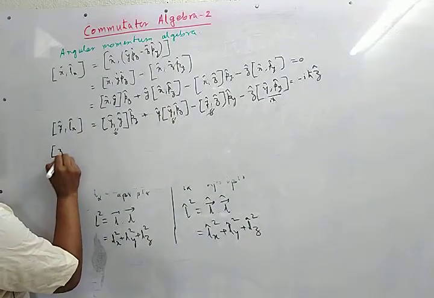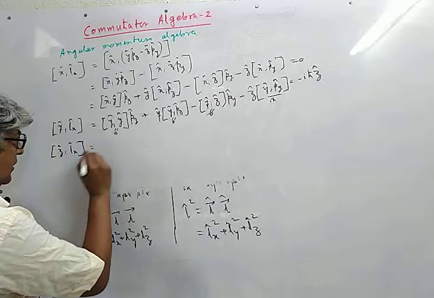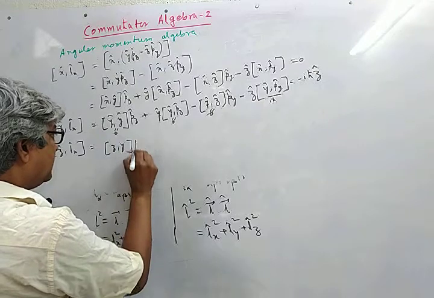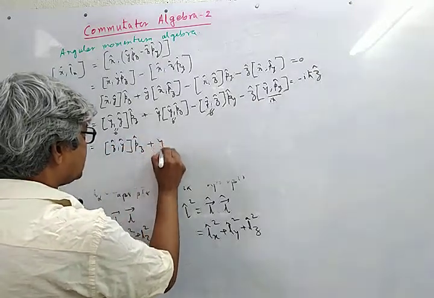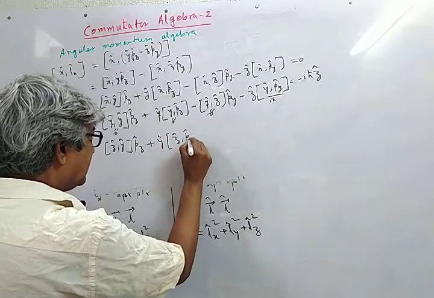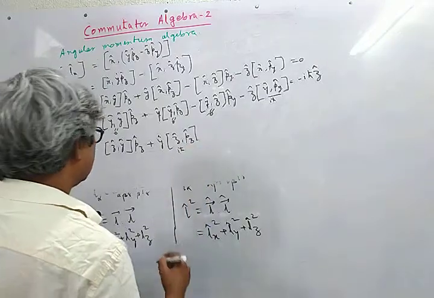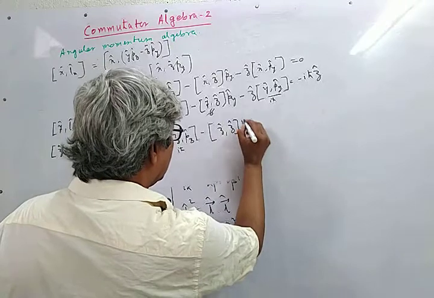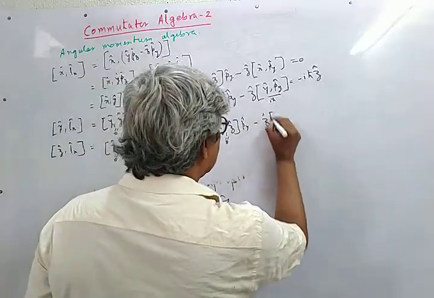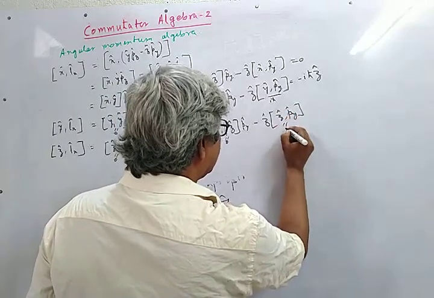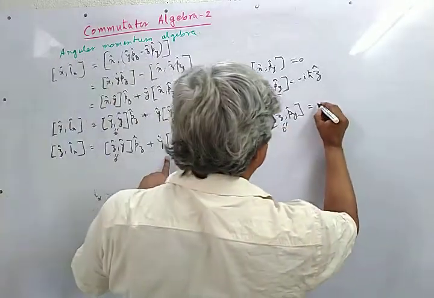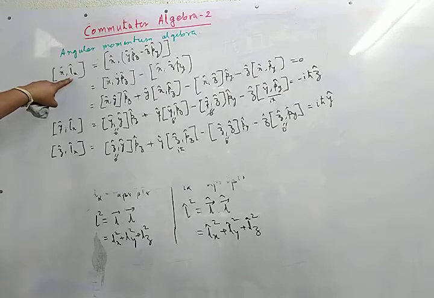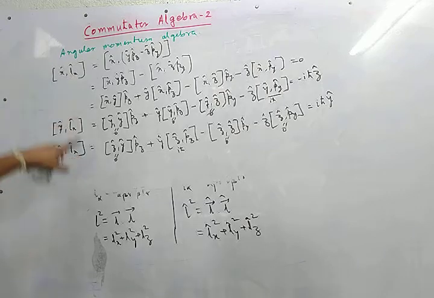Now come to the z component. For the z component, only this will be replaced by z: [z, y] p_z plus y [z, p_z]. This is equal to iħ. This is equal to 0. This is [z, z] p_y, 0. This is again 0. So the result is iħ y cap.